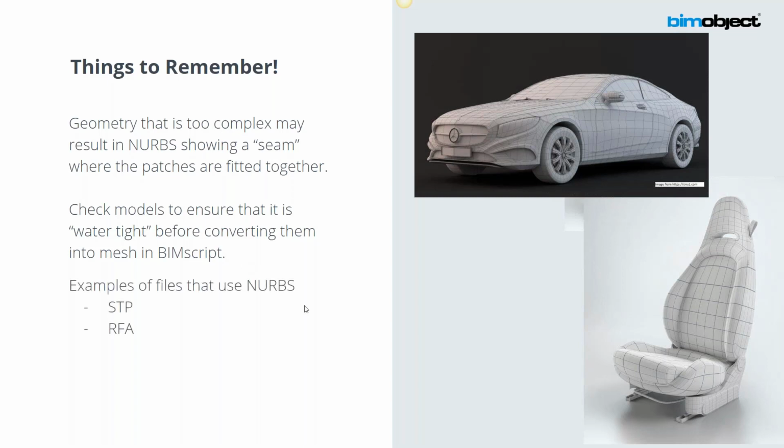So example files of NURBS would be an STP and an RFA. I think there's a typo here with STL. Oh no, sorry, that's correct. STP is a STEP file. If you're coming out of any of the engineering programs, you can export an STP file, which is a NURBS file, and RFA, which is a native Revit file format.